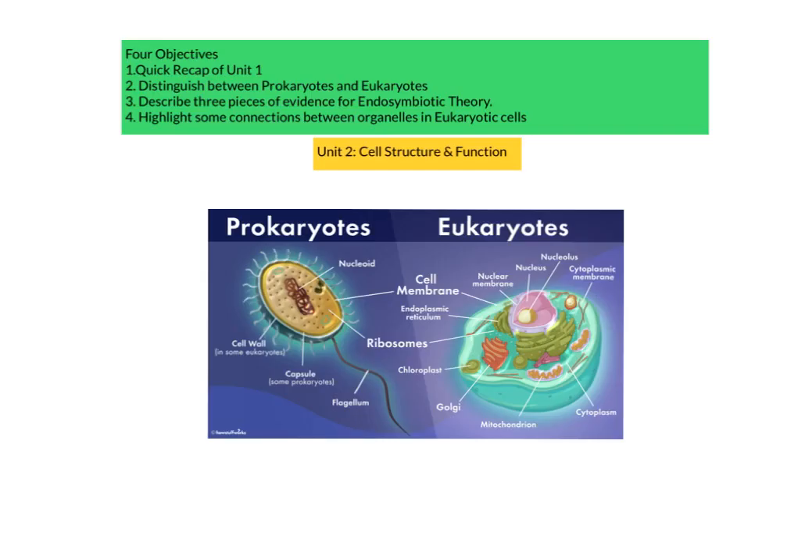All right, so moving right along to our next objective here. We've done a quick recap of Unit 1. Unit 2, the title again, is Cell Structure and Function. And in this part of the video, I'm going to talk about prokaryotes and eukaryotes, which are two major categories of cells that we're going to see throughout this unit and throughout the year.